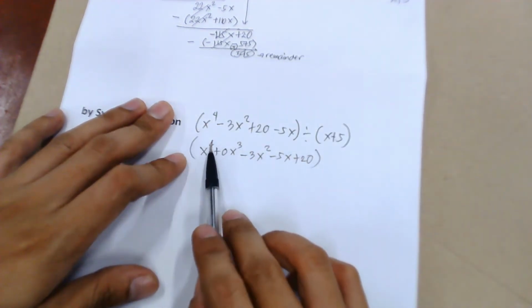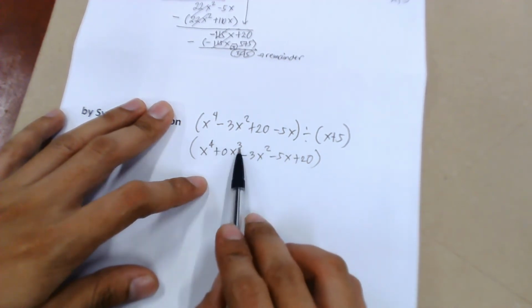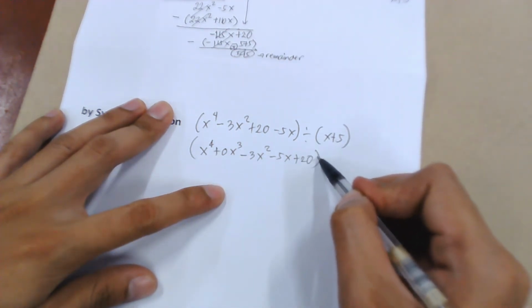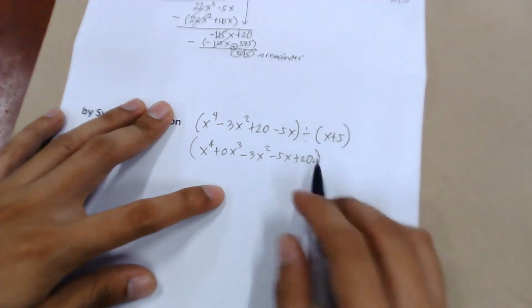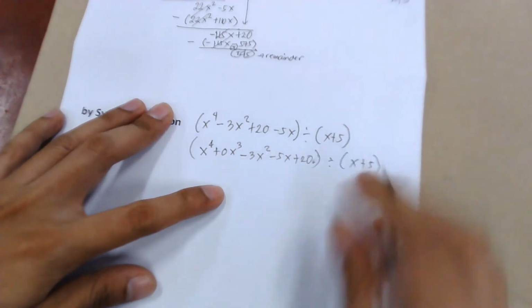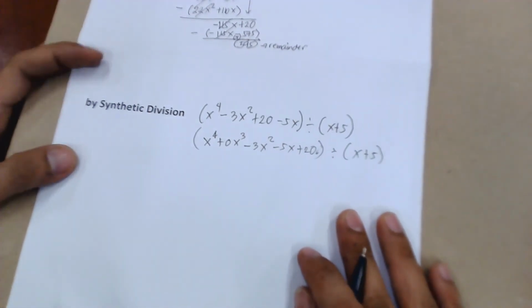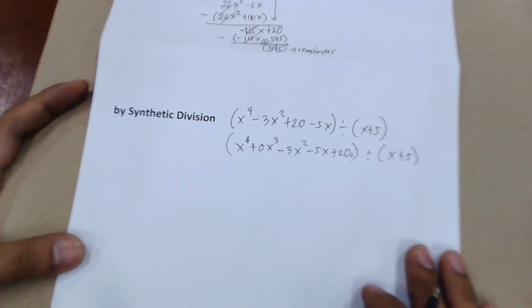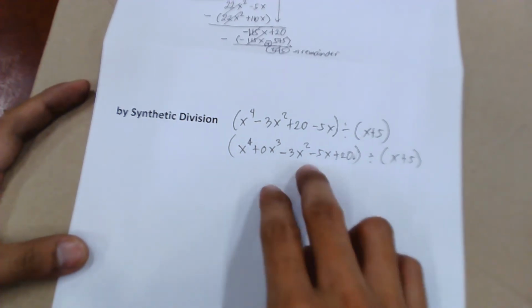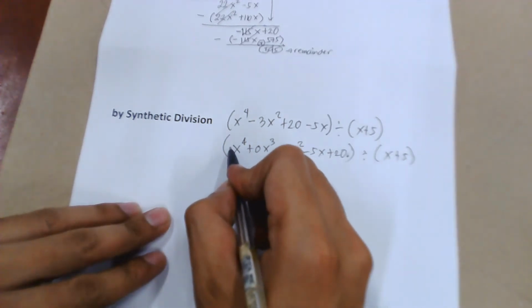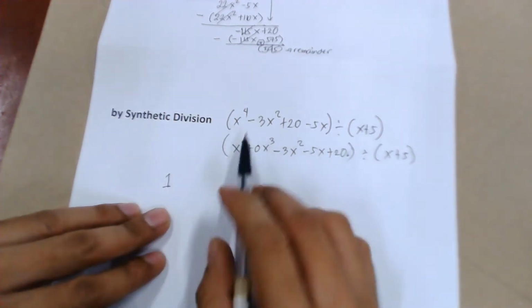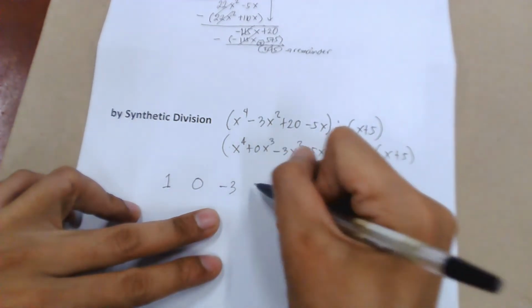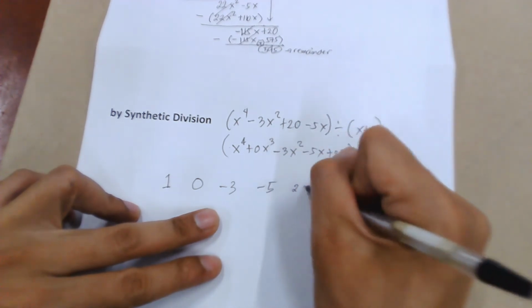This is now in descending order of powers from 4 to 0. 4, 3, 2, 1, 0. Why 0 here? Because x to the power 0 is for the constant. Okay, so divided by x plus 5. So this time you can solve this using synthetic division. The same process, we need to get the numerical coefficients of the dividend. What are the numerical coefficients here? We have 1. Next is 0. Next is negative 3. Next is negative 5. The last is 20.